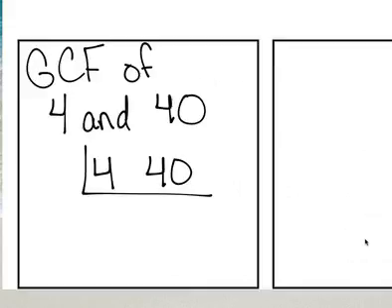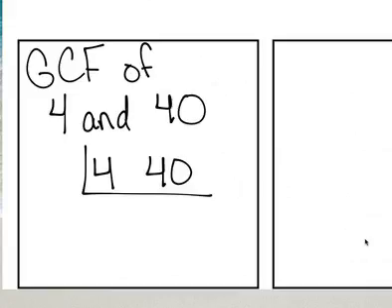When we ask ourselves what we can divide into 4 and 40, you might be thinking a couple different things. We could divide these numbers by 2, or we could divide them by 4. Either way will get you the right answer. We're going to start by dividing by 2 first, and then in our next example box, we'll divide by 4, so we can see that it's the same answer either way.